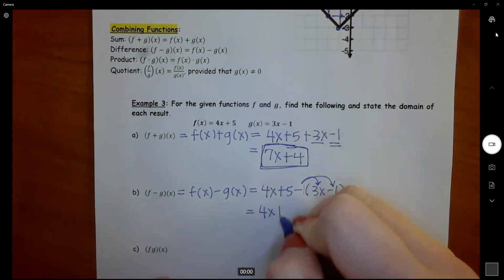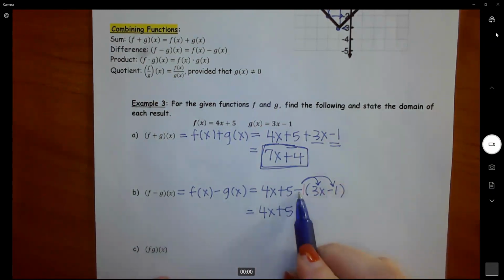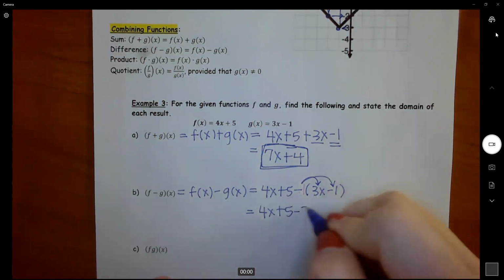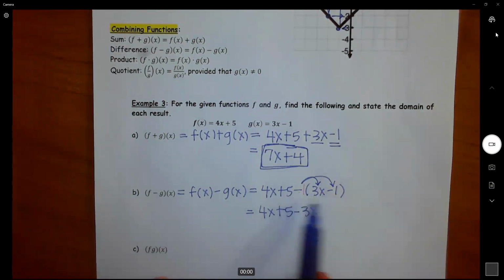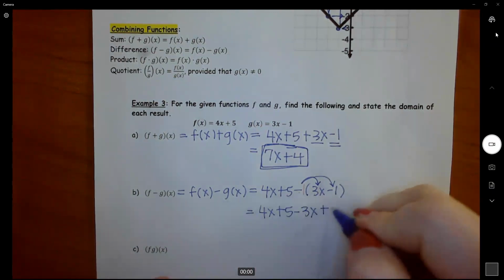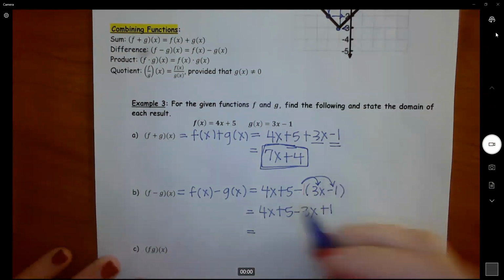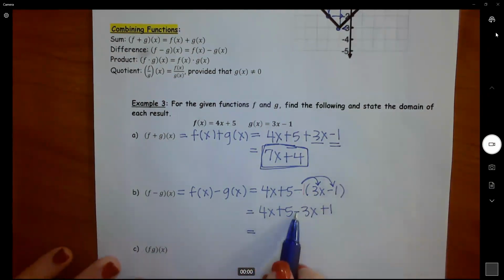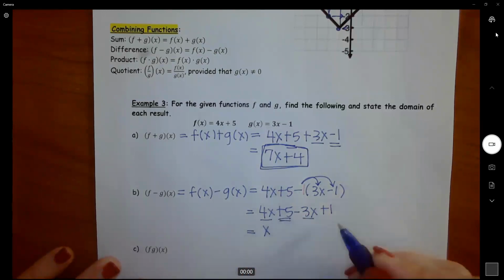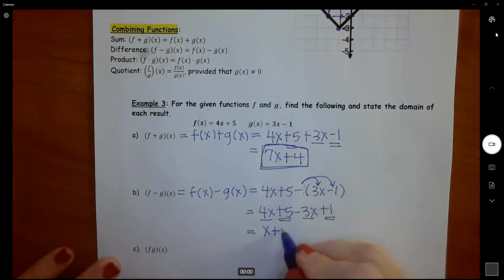So I'm going to bring down my 4x plus 5, but now negative times 3x is negative 3x. Negative times a -1 is a positive 1. So now when I combine, 4x minus 3x gives me x. That's this right here. And then 5 plus 1 gives me a plus 6.